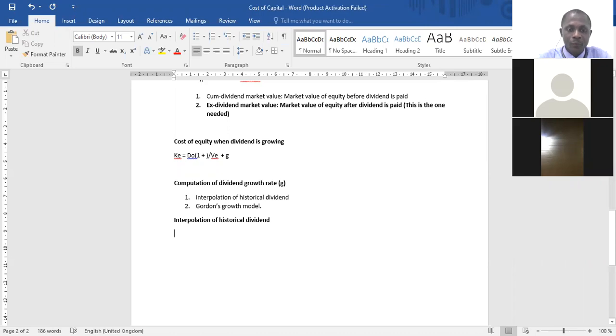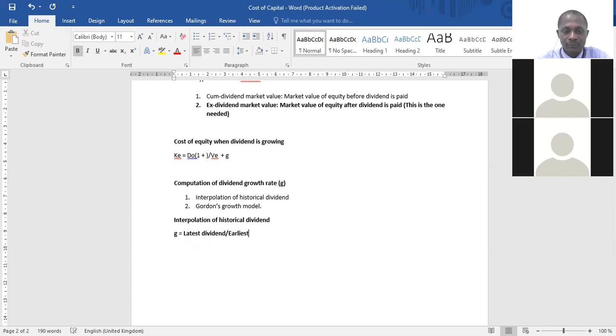If you want to use this formula, you have your g, which represents your growth rate, equals the latest dividend over the earliest dividend, all within brackets. You now say raised to power 1 over n, then everything minus 1. Okay, now what do we mean by latest dividend?